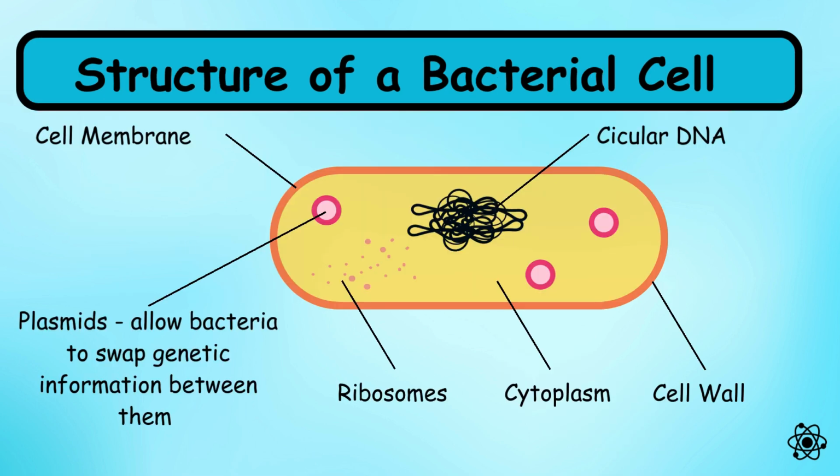Now we'll take a look at the structure of the bacterial cell. As you can see, some of these organelles are similar to those in the animal cell. However, a bacterial cell has circular DNA and plasmids. A plasmid is a small circular DNA molecule which allows bacteria to swap genetic information between them.